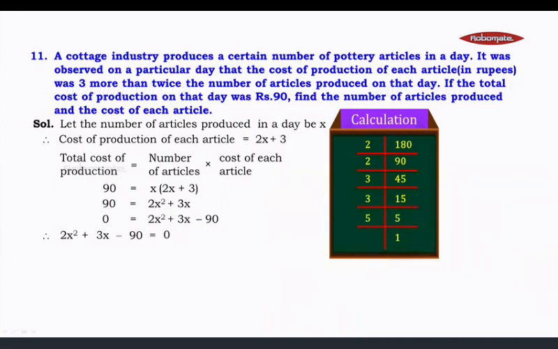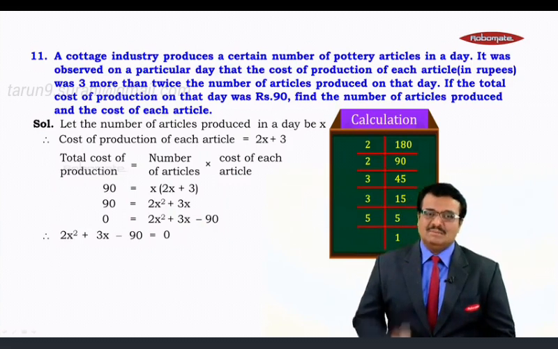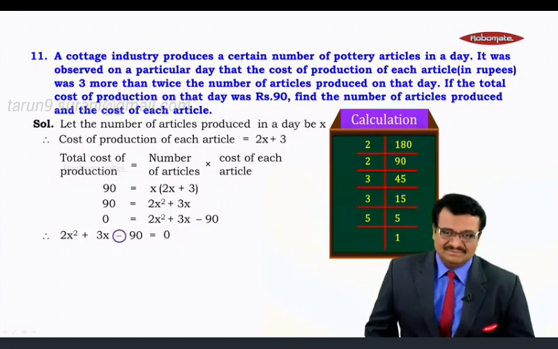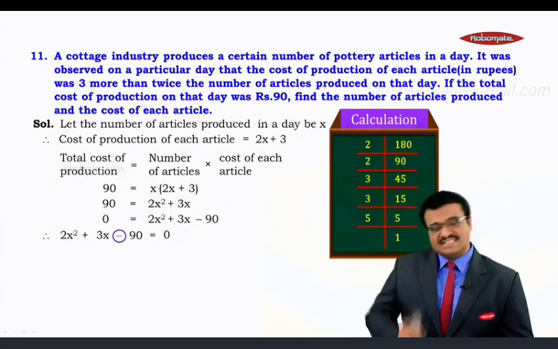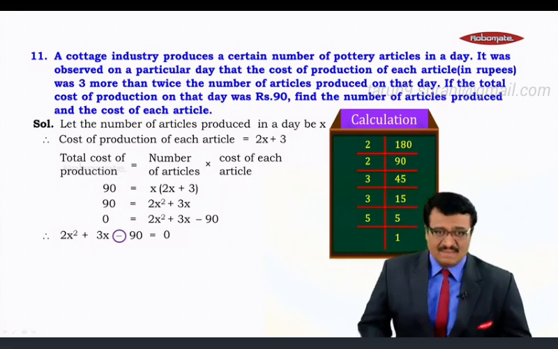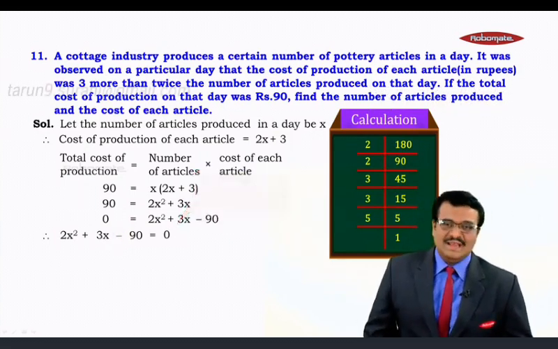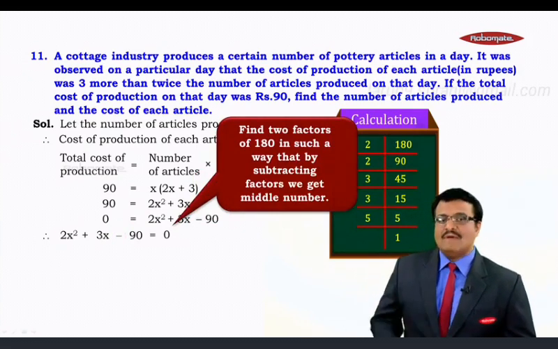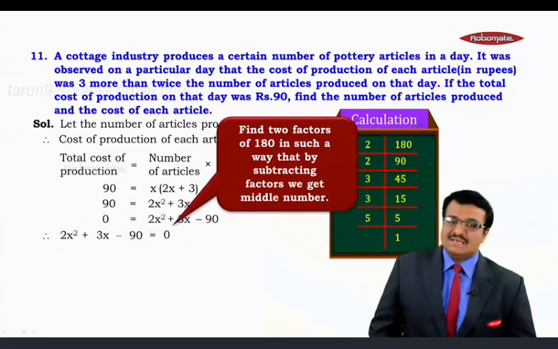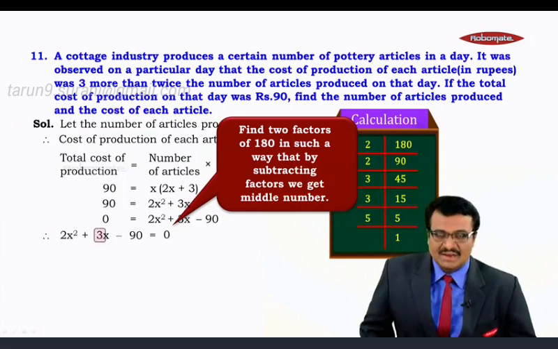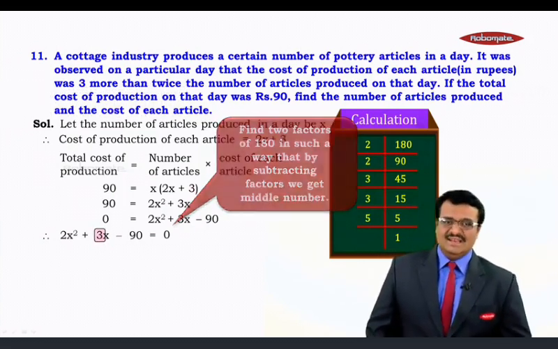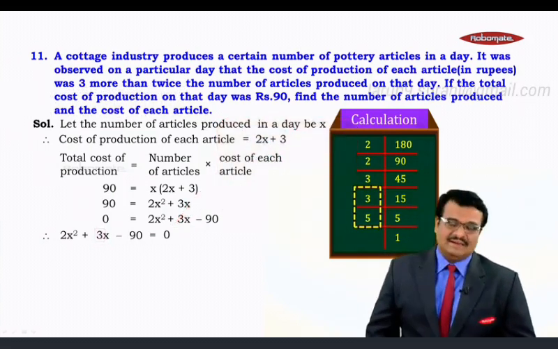Now, how do we do grouping here? We take the biggest number. The biggest number in the prime factors is 5, isn't it? And look at the last sign. What is the last sign? Minus. Minus means what? Subtracting the factors, we should get 3. Find two factors of 180 in such a way that by subtracting the factors, we get the middle number, and the middle number happens to be 3. Right? So, let us do prime factorization here.